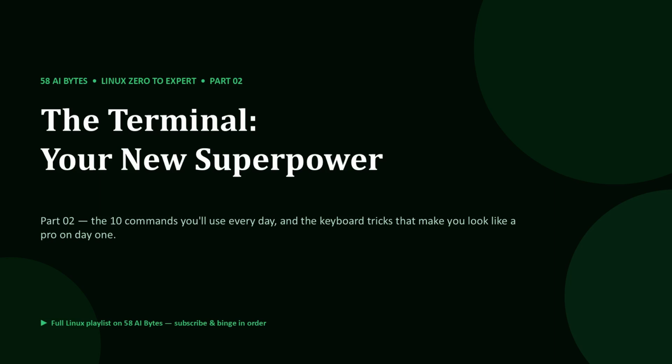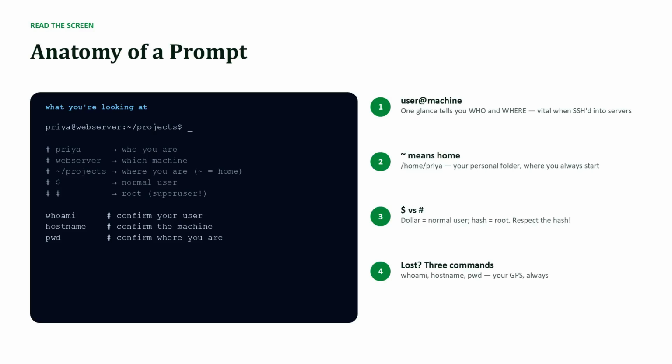Let's type. First, learn to read what's in front of you. The prompt, PREV at web server, :/projects, $, is packed with information. Before the @ is who you are. After it, which machine you're on. Vital once you start SSHing into servers, because running a command on the wrong machine is a classic disaster.